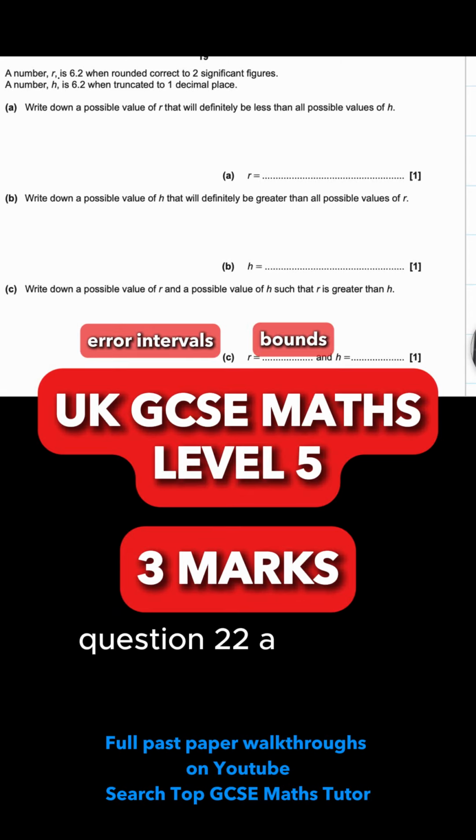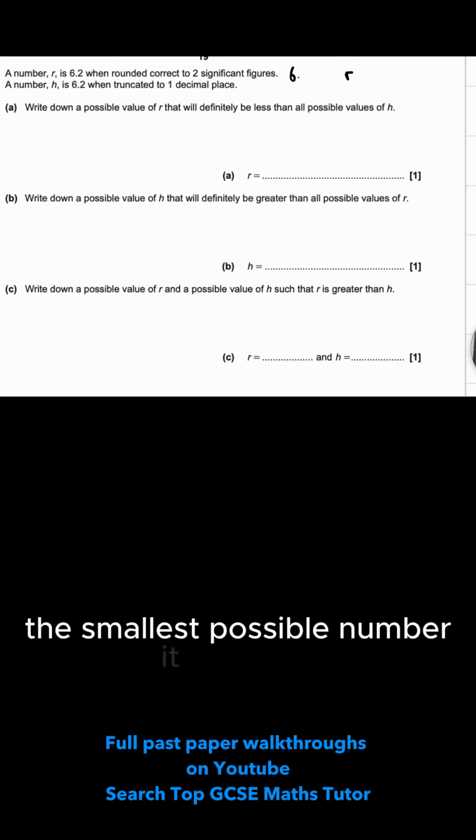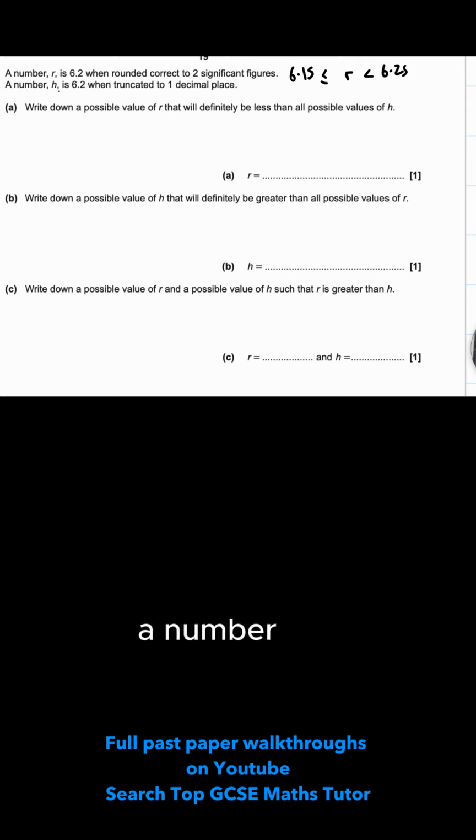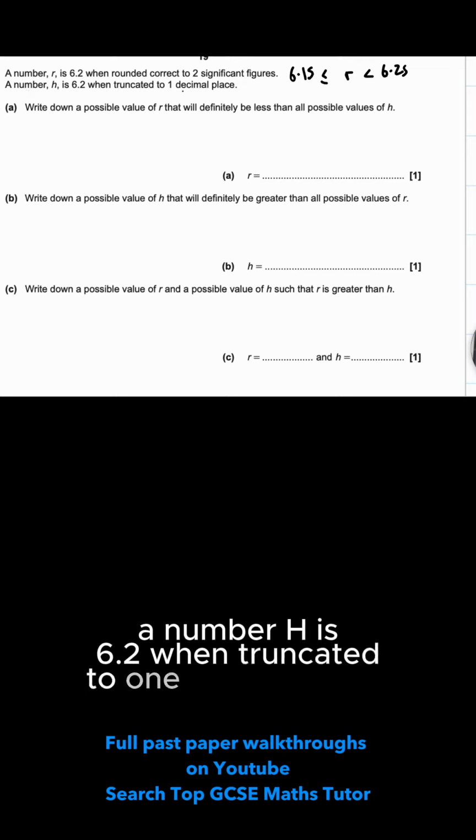Question 22. A number r is 6.2 when rounded to two significant figures. Let's just write the error interval for this. So r, because it's to two significant figures, we're rounding to the nearest tenth. So the smallest possible number it could be would be 6.15, so 6.15 is smaller than or equal to r, which is smaller than 6.25.